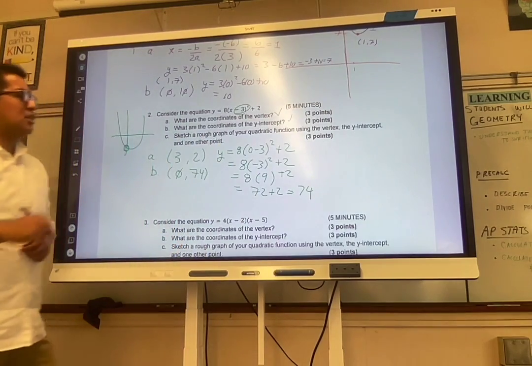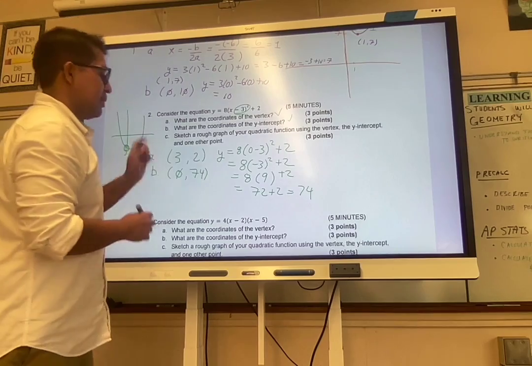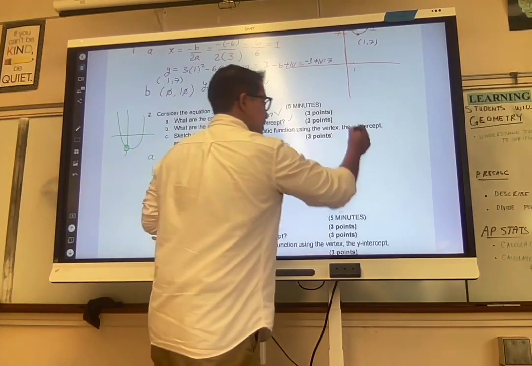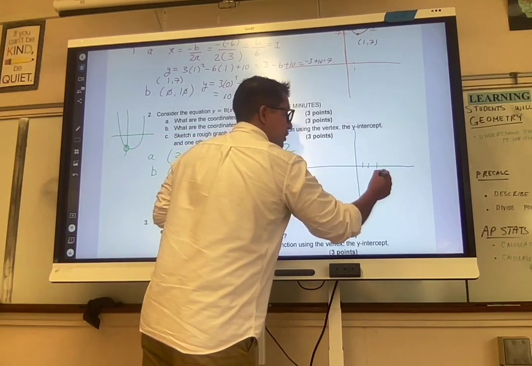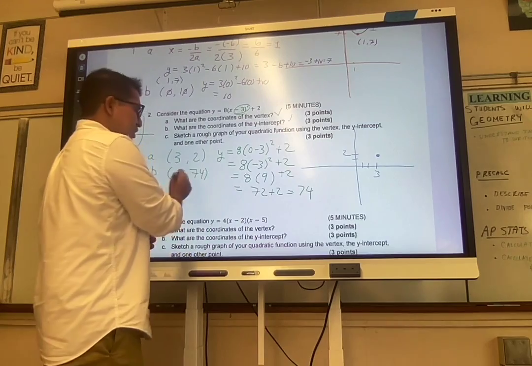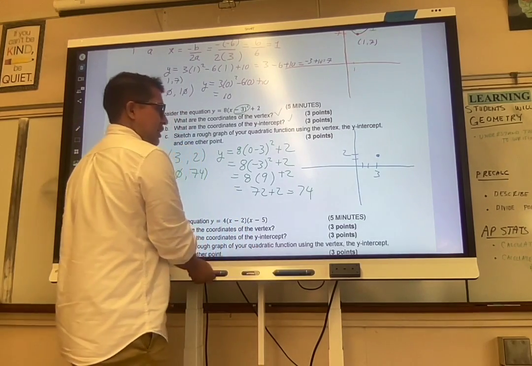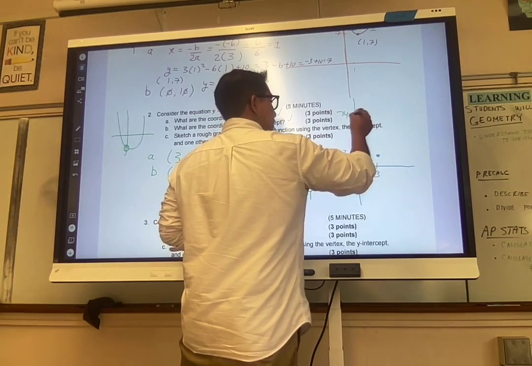Last but not least, sketch a rough graph of your quadratic using the vertex, the y-intercept, and one other point. So just like before, on the side here, you can draw a picture. Let's put 3, comma 2. 1, 2, 3, up 2. Here's our point. And then we have this 0, comma 74. So it's really high up there. Like let's just pretend that's 74. It's way up here. There's another point.